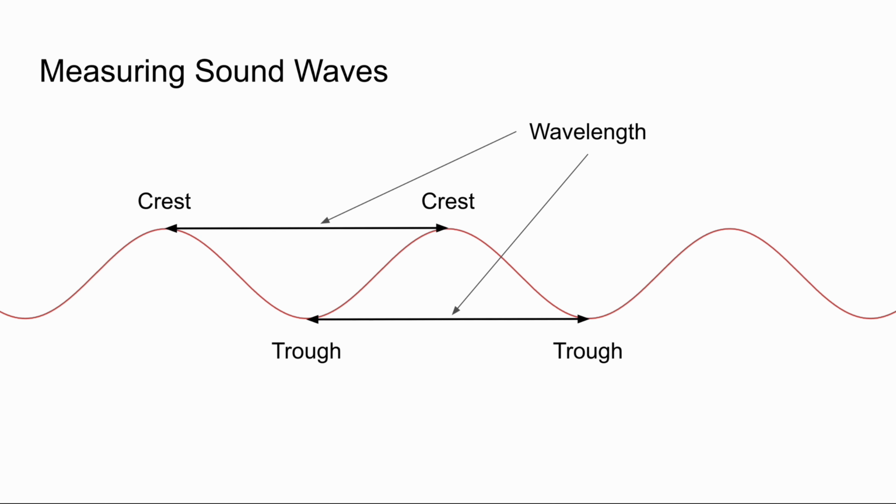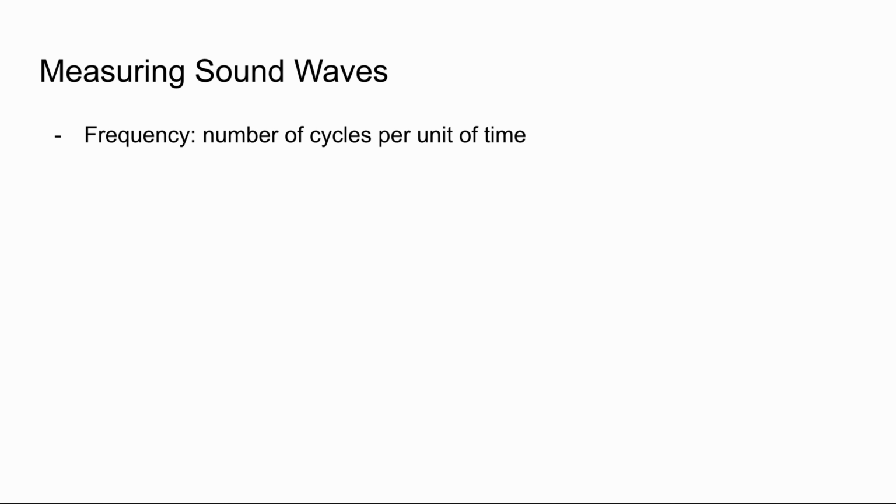Frequency is the number of times we hear the cycle per unit of time, which is measured in number of cycles per second, known as hertz. So then we can calculate the frequency of a note by dividing the speed of sound by the wavelength.